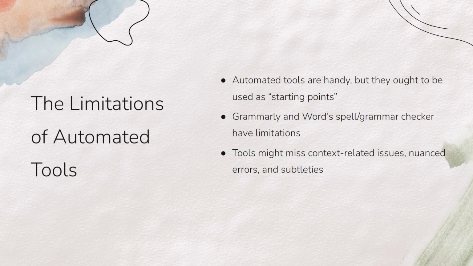The limitations of automated tools are important to understand. While tools like Word Spell Checker and Grammarly are useful, they have their limitations. They might miss nuanced errors and context-related issues such as homophones, contextual errors in complex sentences, and subtleties like tone and idiomatic expressions.